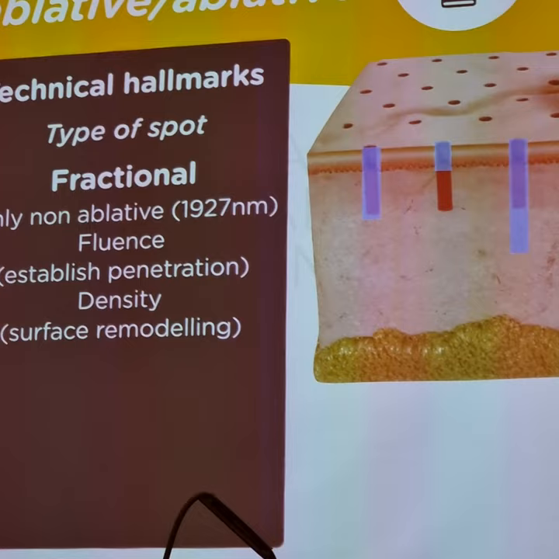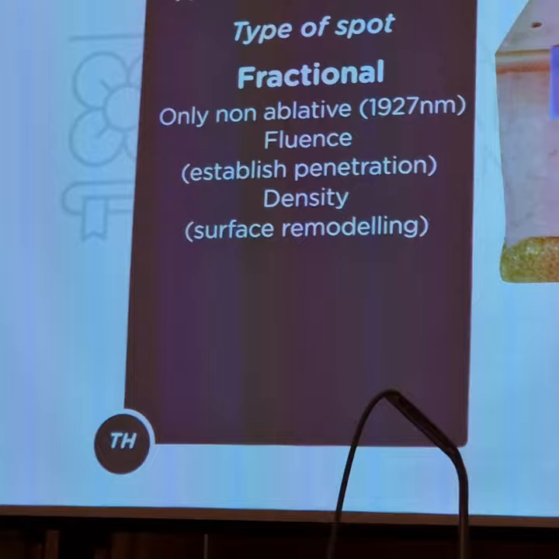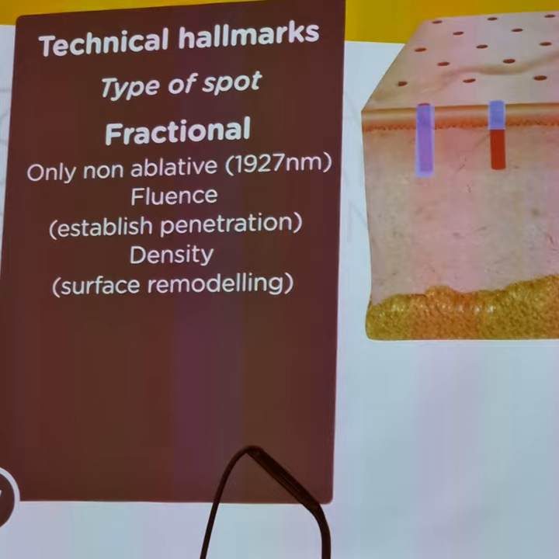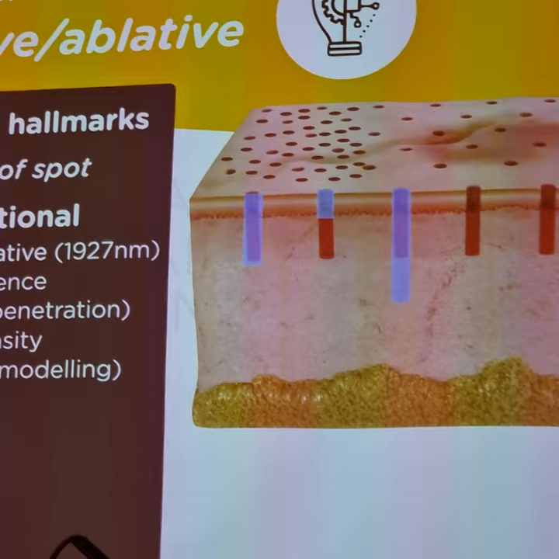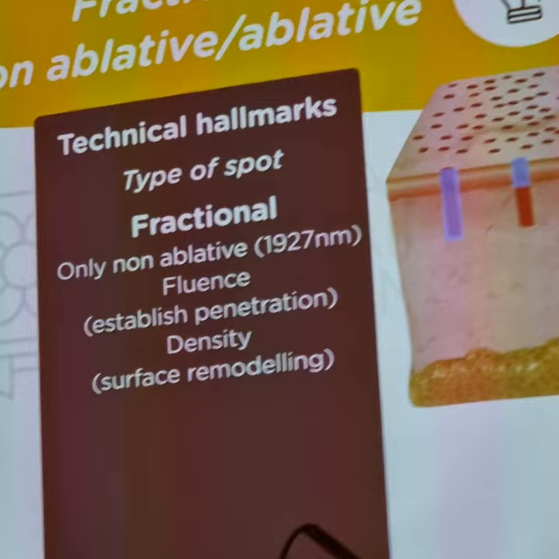And the second parameter we can change is the density, how much surface we cover, okay? So if you want to get something deep, we will need penetration, so we're going to increase the fluence. But if I want to change the surface of the skin, the texture, I will need to cover a higher percentage of the surface, so I want to increase the density. So we might use a low density, as you can see here, or you might increase the density if you want to improve the skin texture. So we can play with density to cover more surface, or we can change the fluence to get a deeper effect if our remodeling wants to be deeper.